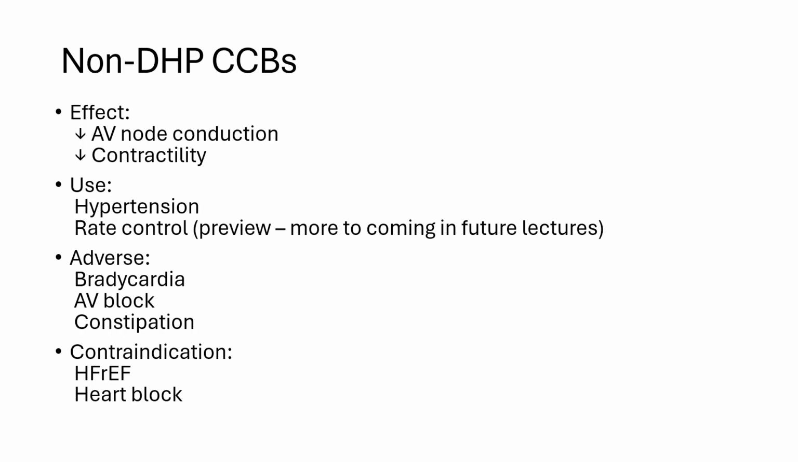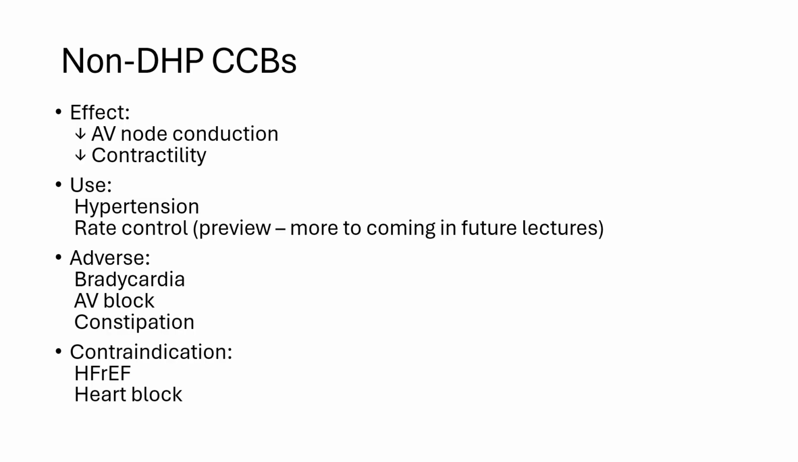So our non-dihydropyridine calcium channel blockers differ significantly from the dihydropyridine class. Their primary effect is on cardiac tissue rather than vascular smooth muscle. They decrease AV node conduction and decrease myocardial contractility. Because of this, they lower the heart rate and reduce cardiac output in addition to lowering blood pressure.